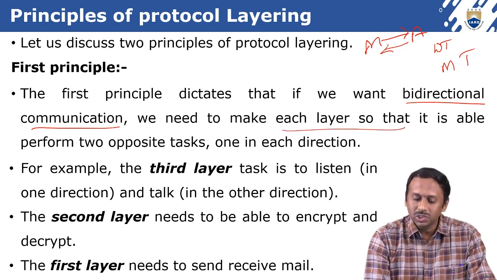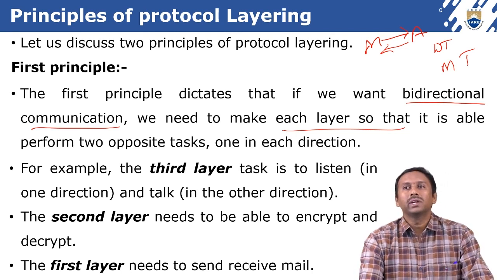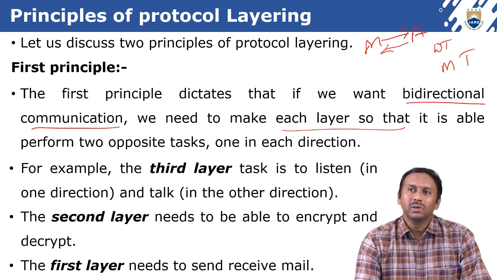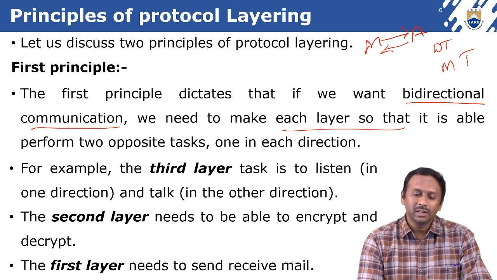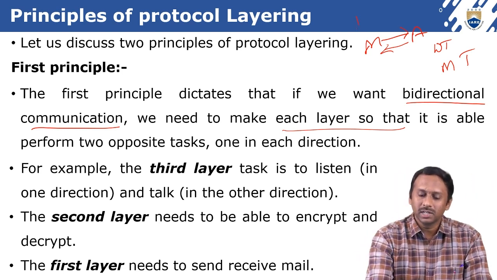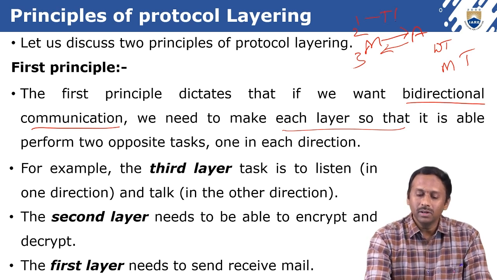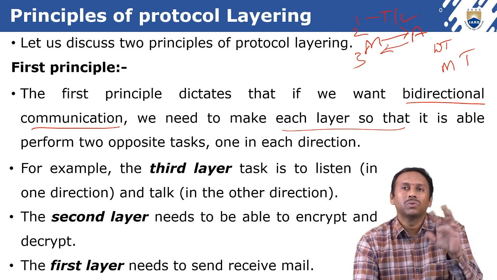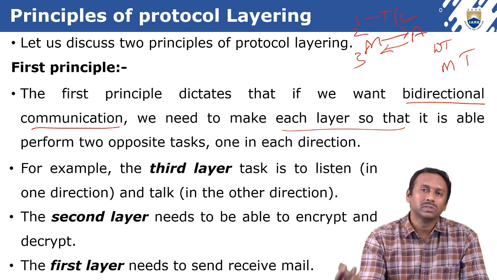So we need to make each layer able to perform two opposite tasks, one in each direction. For example, the third layer task is to listen in one direction and talk in another direction. Third layer means the top layer. If you observe the first layer, second layer, third layer, what is the third layer here? Talk or listen. One is talking, one is listening. Even if both are talking, it is going to support this.